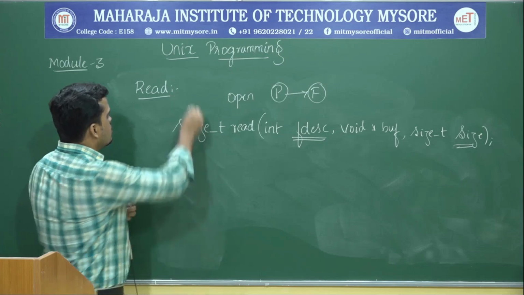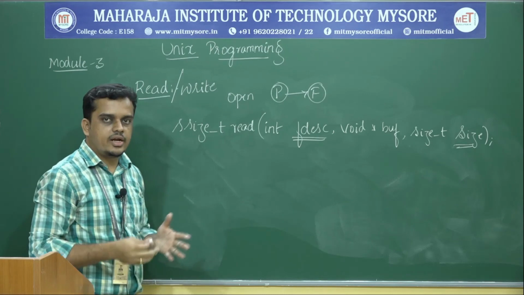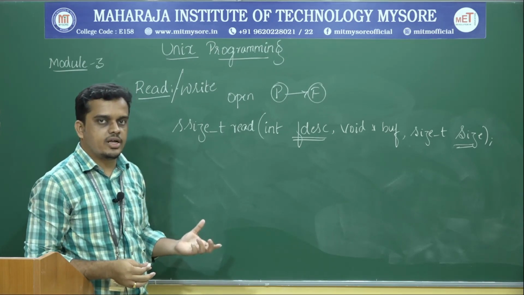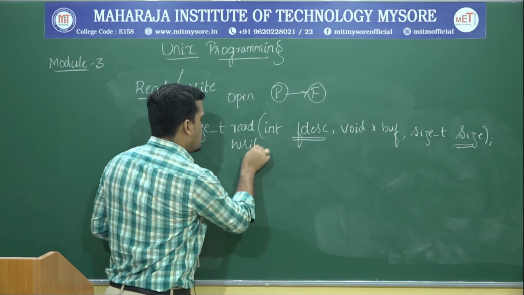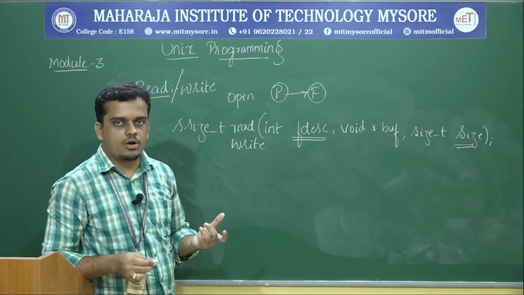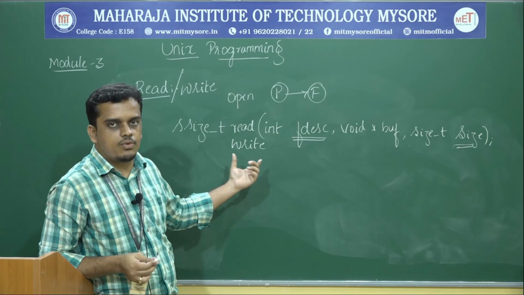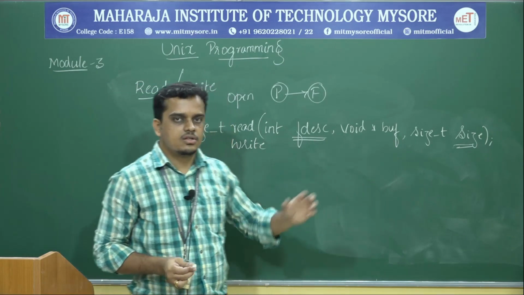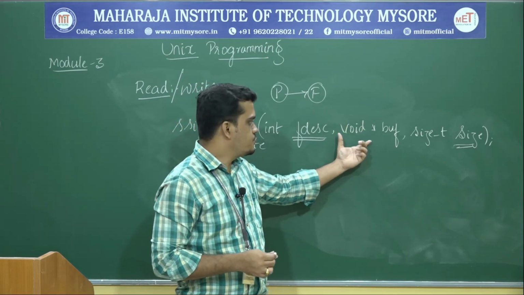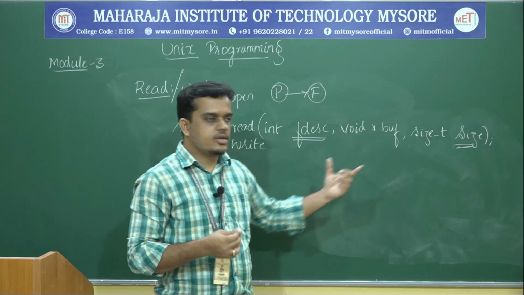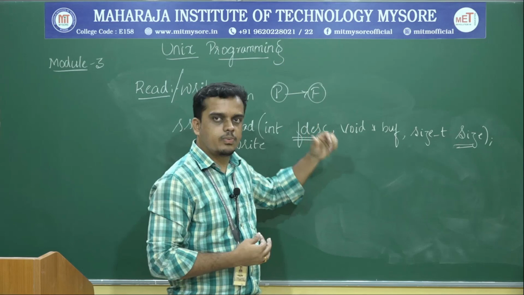Coming back, we have one more API called write. The function prototype for the write API is very much the same; instead of read, we have the function name write. This write function prototype has the same three arguments. The very first one is the file descriptor itself. The second is the buffer, the temporary buffer: any newly typed information will be stored in the buffer and then placed into the appropriate file.